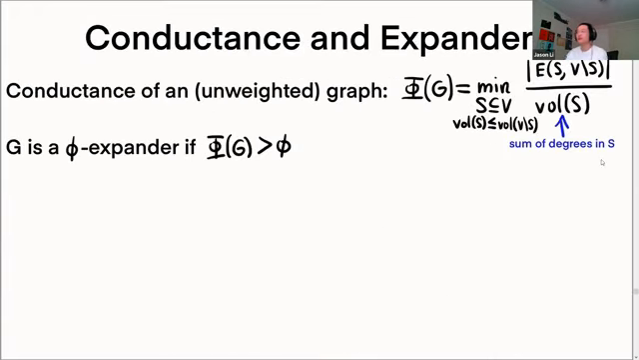Okay, so now let's go through the concept of expander decomposition and how we apply it. Before that, let's give an overview of what an expander is and what the conductance of a graph is. Conductance of a graph is just this expression here. We're minimizing over all S such that the volume of S is smaller than the volume of the complement, where volume means the sum of the degrees of the vertices in S.